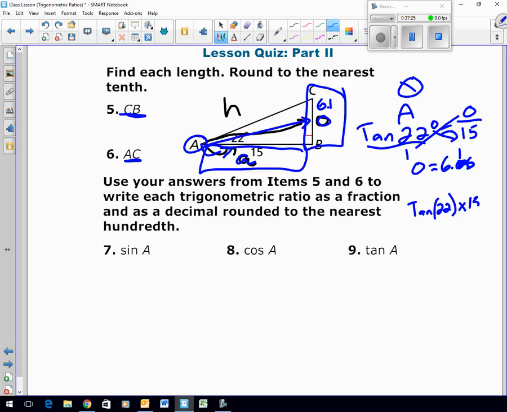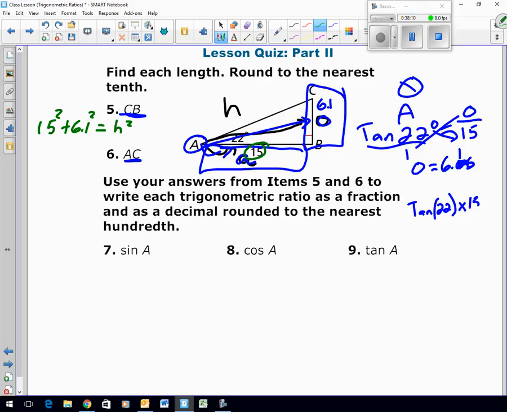Please don't miss this. The next question says, find AC. What's going to be the easiest way to find that? The Pythagorean theorem. How many of you plugged in the Pythagorean theorem? 15 squared plus approximately 6.1 squared equals AC squared, aka hypotenuse squared, right? How many got that far? Alright, what'd you get? For AC.